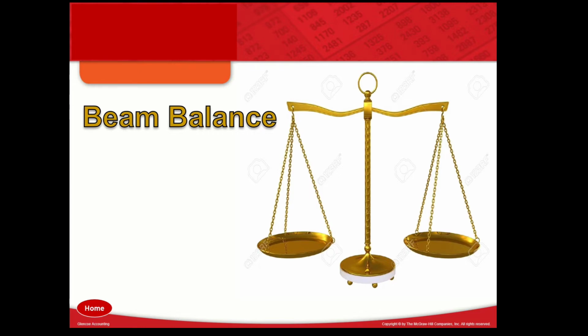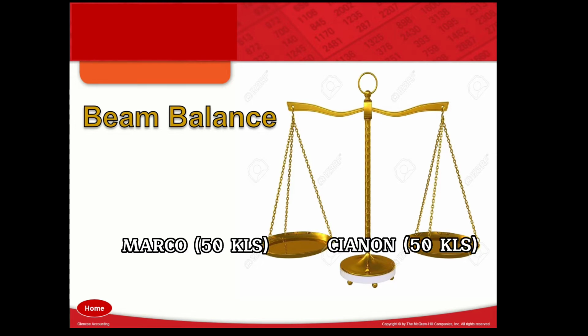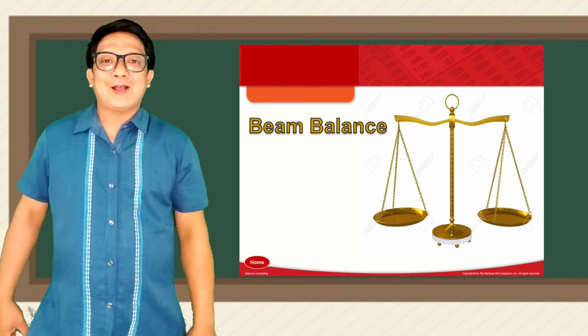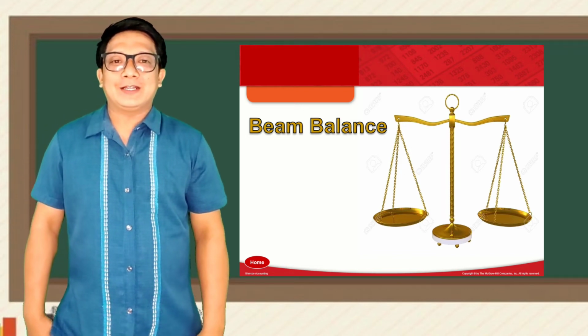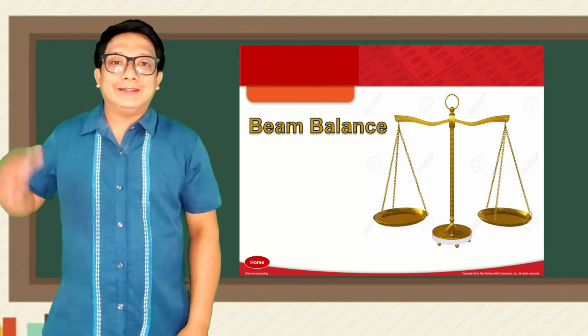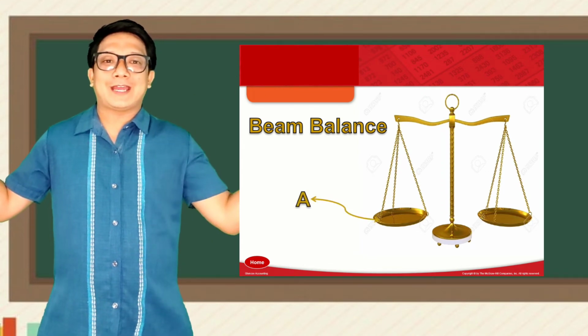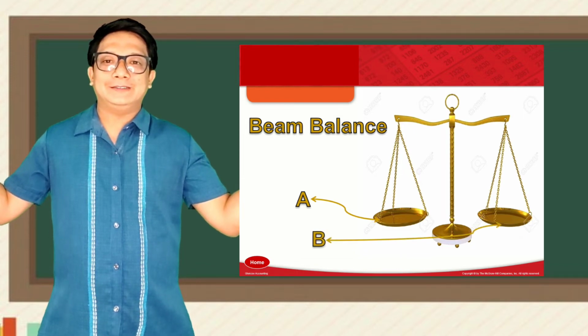For the second scenario, suppose that two of your classmates, Marco and Shannon, have the same weights. What do you think will happen to the beam balance? Balanced. The beam balance will be in its state of balance. Okay, class, always remember the basic rule of accounting that the left side, or the debit side, must always be equal to the right side, which is the credit side.